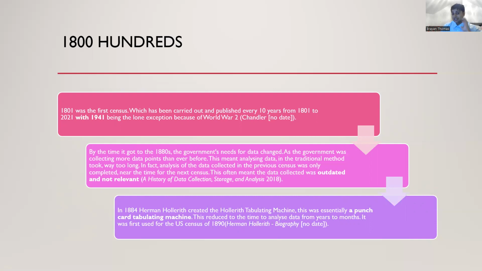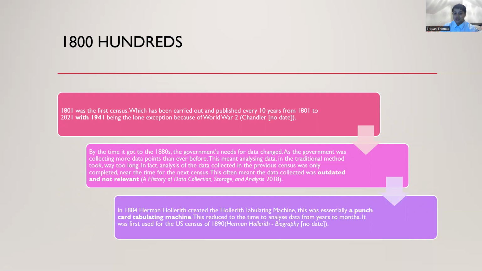By the time we got to the 1880s, the government's need for data had changed, and they were collecting more data points than ever before. So they might once have just asked for your name and age. Now they might ask for your name, age, address, and religious beliefs. So, more data. And because of this, the traditional way of analyzing data by hand on paper was only completed near the time of the next census.